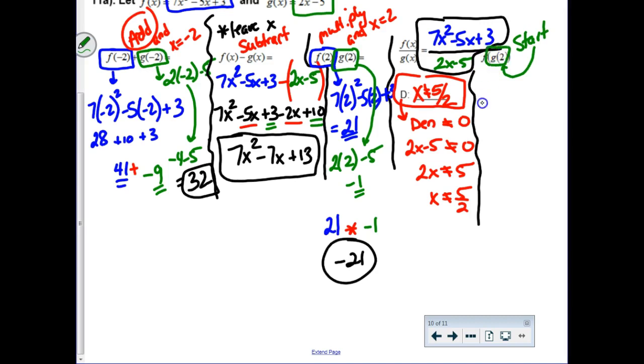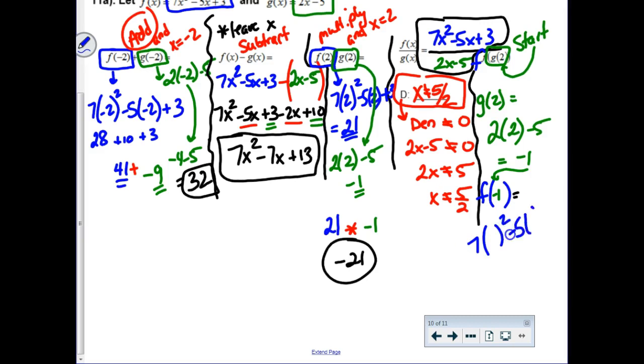Find g of 2, which means you plug in 2 for g. So 2 times 2 minus 5 is negative 1. Then you go to f. So you take function f and you plug in this negative 1 that you just found. And I'm going to run out of room, of course. All right, so function f was 7 times negative 1 squared minus 5 times negative 1 plus 3.